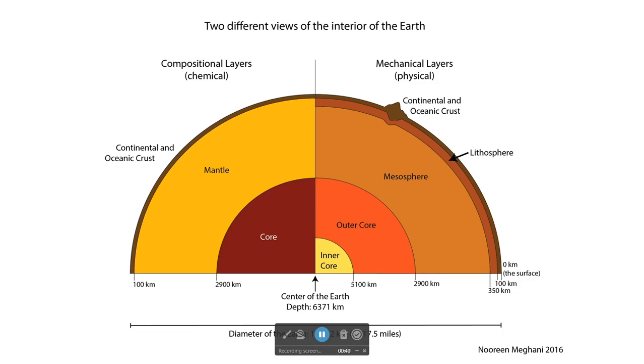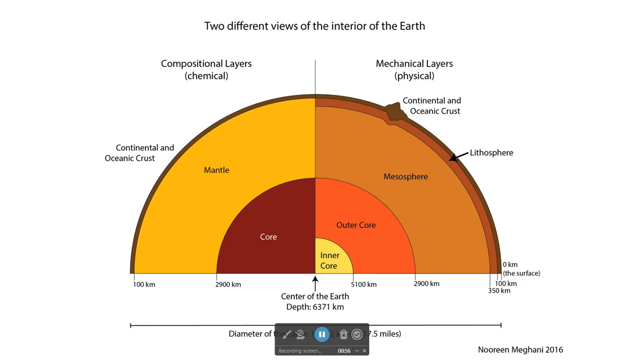We have the core, which is made up of mainly nickel, the mantle, which has things like peridotite and very iron-rich materials, and then the continental and oceanic crust at the surface, which is made of mostly silicate minerals.